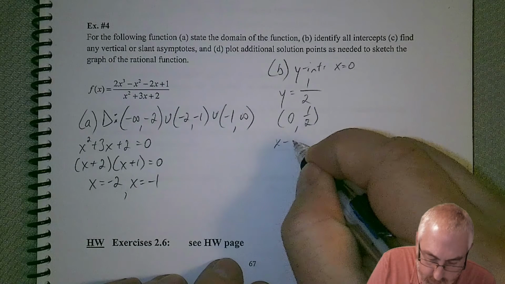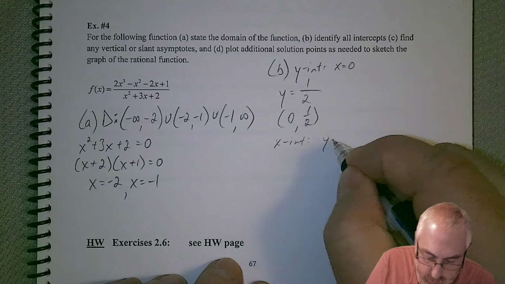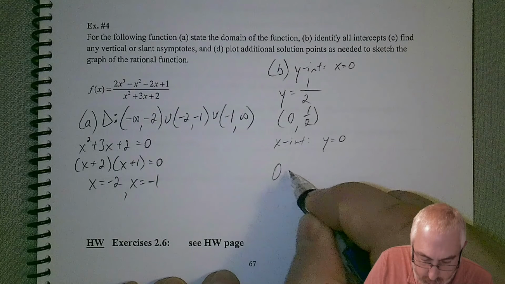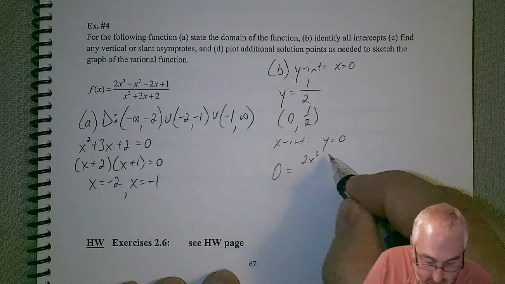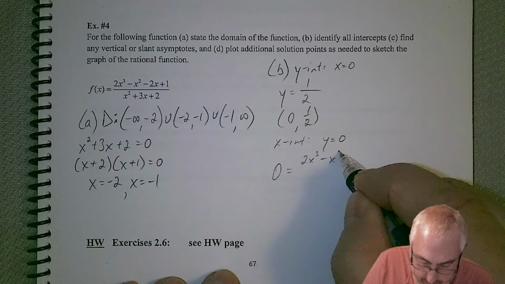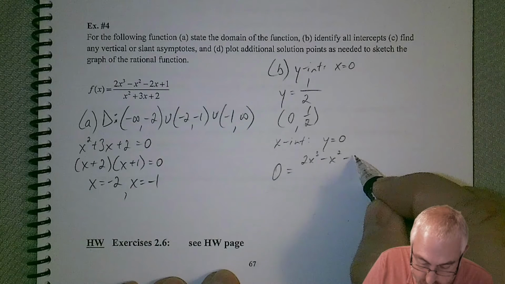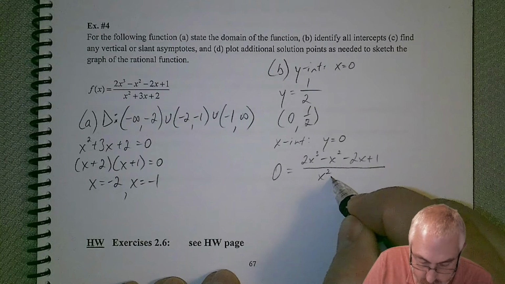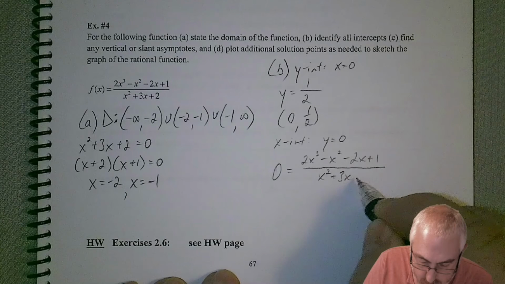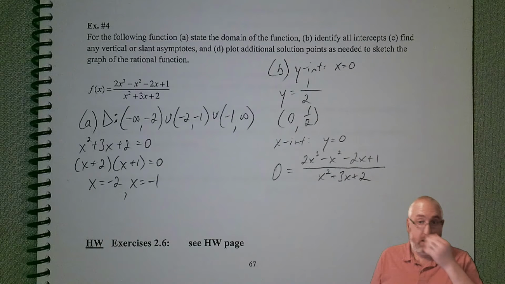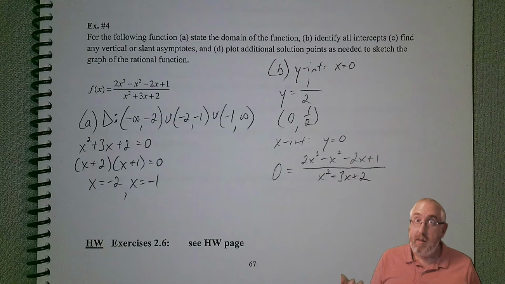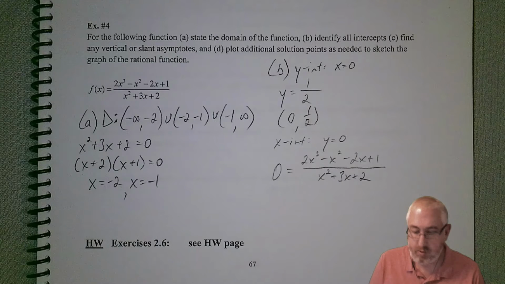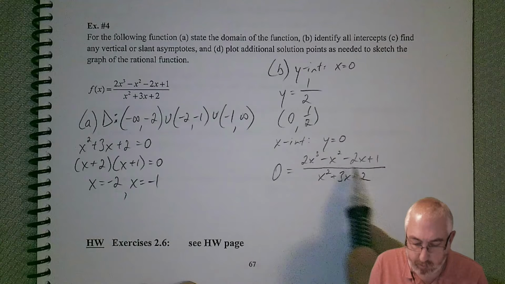Okay, so let's do our x-intercept, which we know lets y equal to 0. So if we put the whole rational function equal to 0, that's what we are starting with. But because it's a fraction, how does a fraction equal 0? Only when the top's equal to 0. So the bottom is irrelevant. All we really care about is making the top equal to 0.